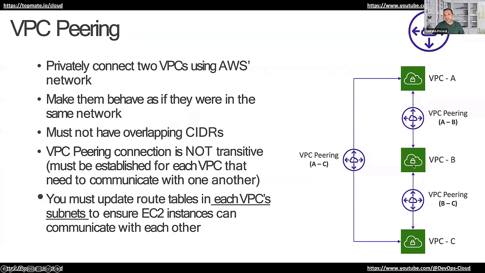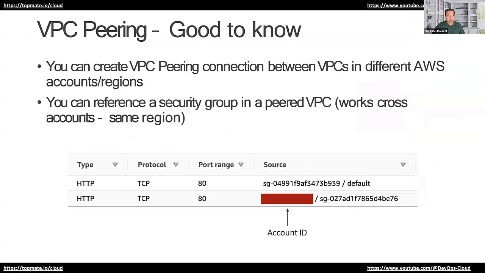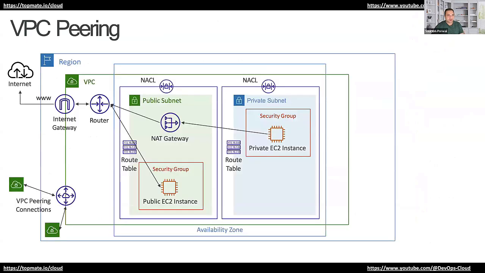So for example, VPC A is connected to VPC B and B is connected to C. But in order for a computer in VPC A to talk to C, it has to go through a specific route through here. So that is why your A to C peering should also be established. This is fine. All right.